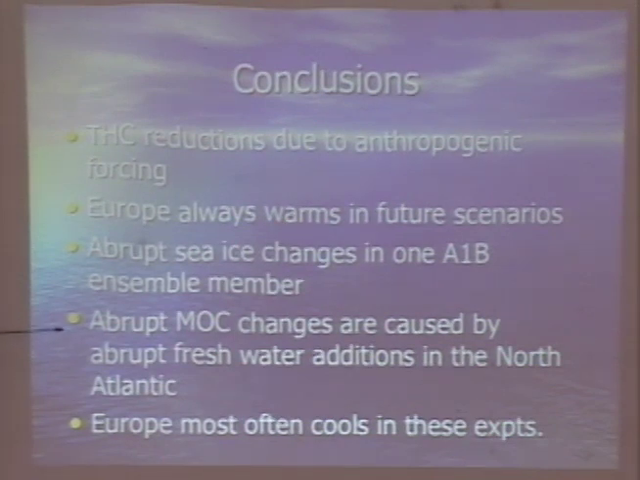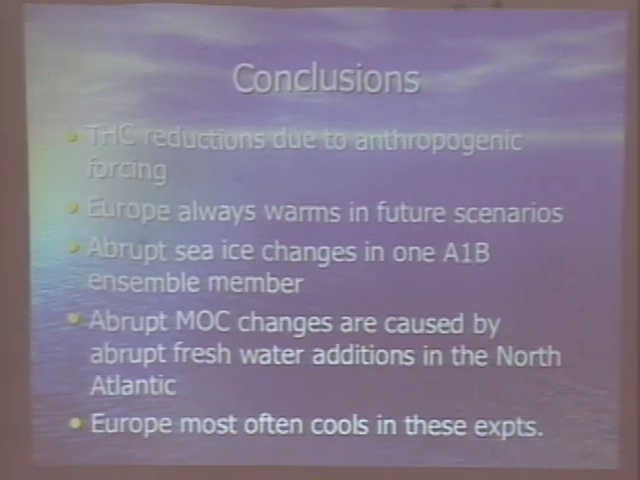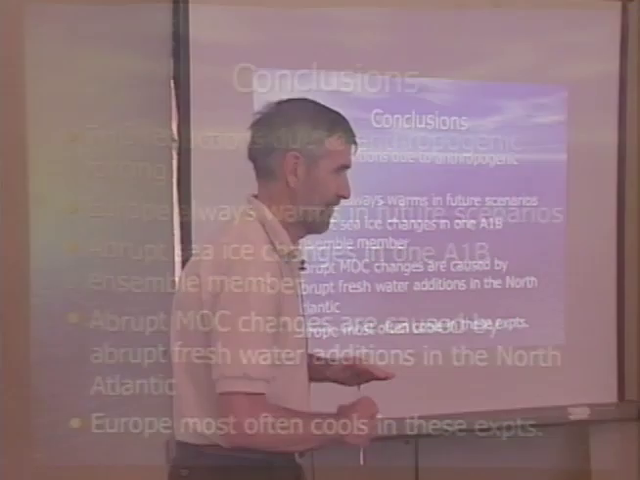Abrupt changes in overturning circulation are caused by abrupt freshwater additions in the North Atlantic, and Europe most often cools in these experiments. Thank you. Questions?